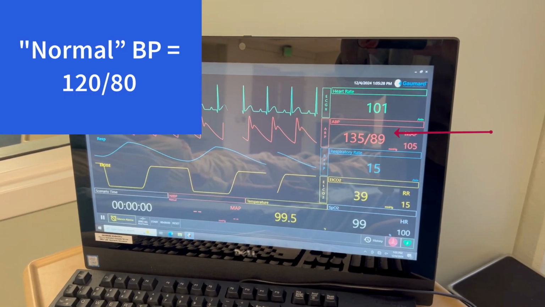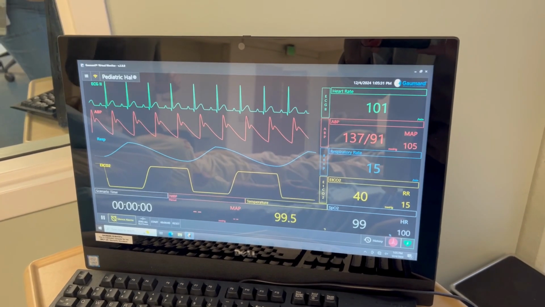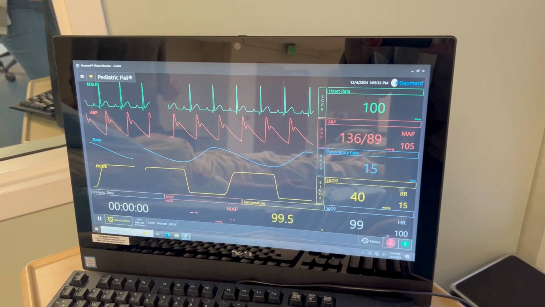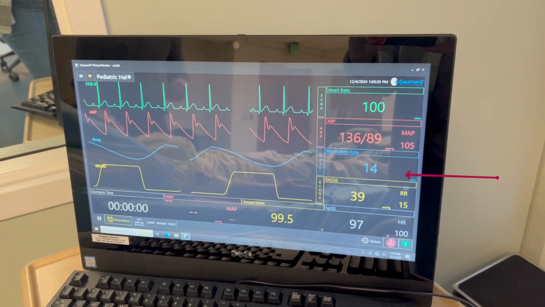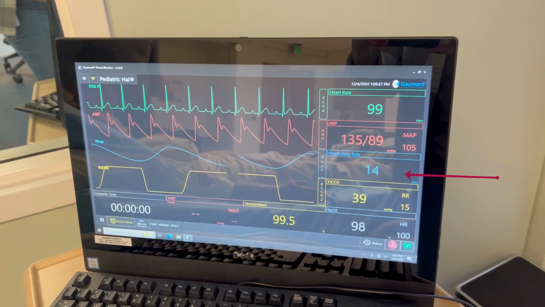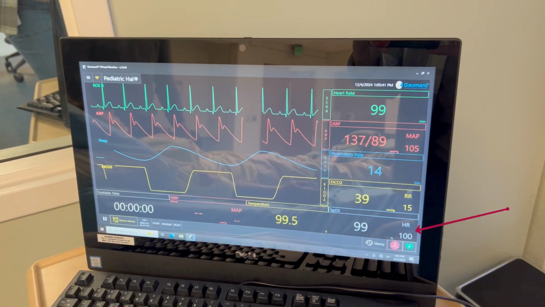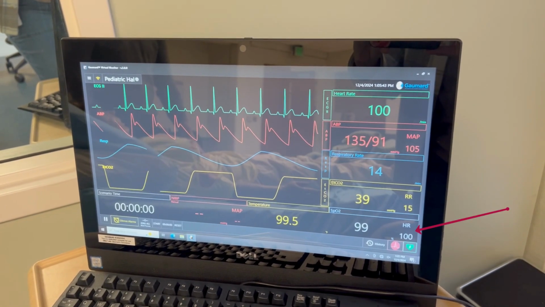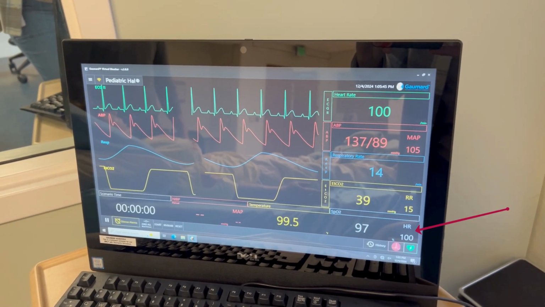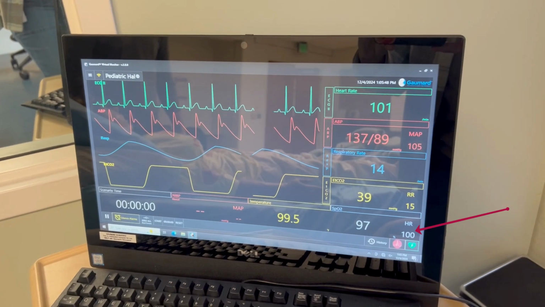Respiration rates, we can look, listen, and feel for breathing, and we see that they're right around the same number of 15 to 16 respirations. We also have monitoring for end-tidal CO2 and SpO2. They are getting good oxygenation to their body with 99% SpO2 at this point.